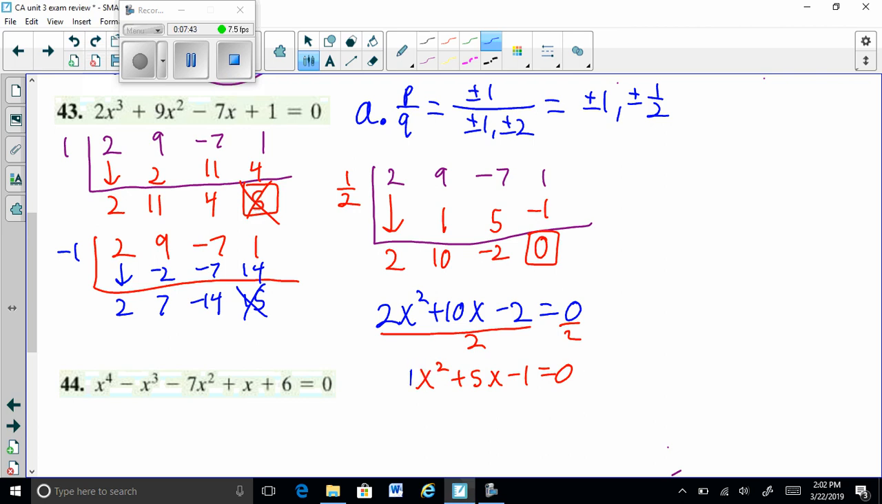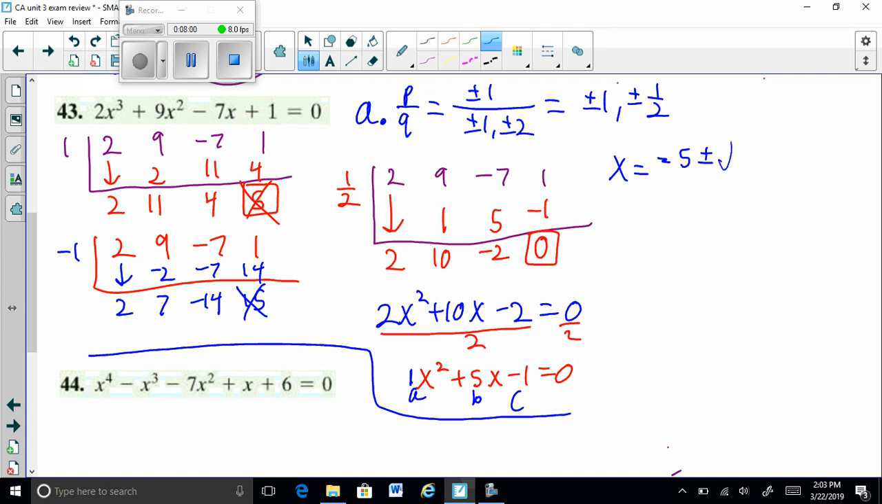So there's my A, my B, and my C. Okay, so I'm going to go ahead and go up here and do my quadratic formula. So x equals -5 plus or minus the square root of 5 squared minus 4 times 1 times -1 all over 2 times 1.